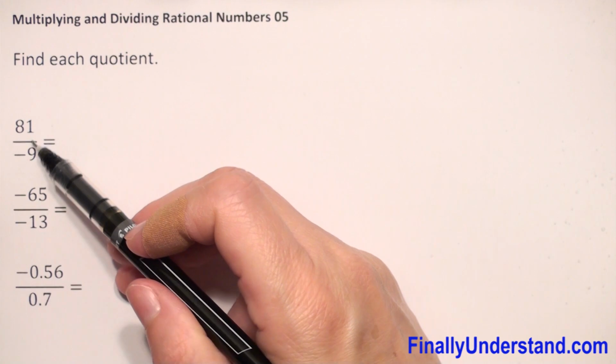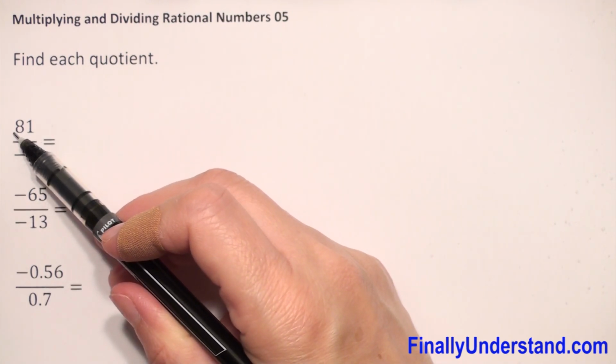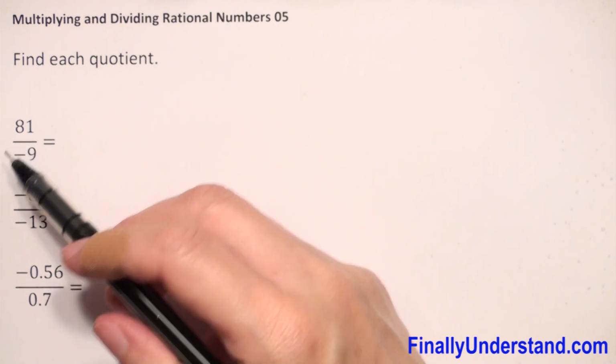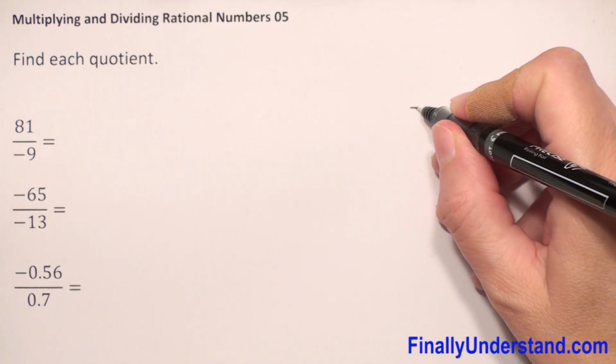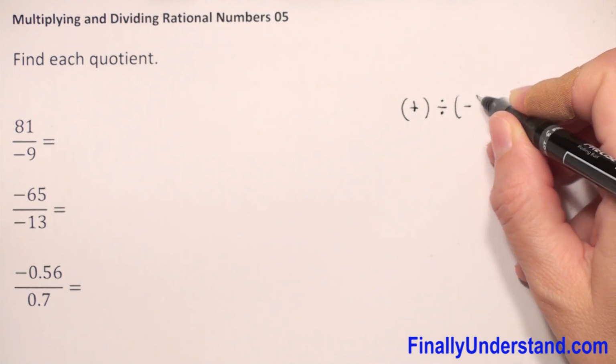We have division of rational numbers. We have to divide 81 by -9. When we don't have any sign, it means that this number is positive. So we have positive number divided by negative number.